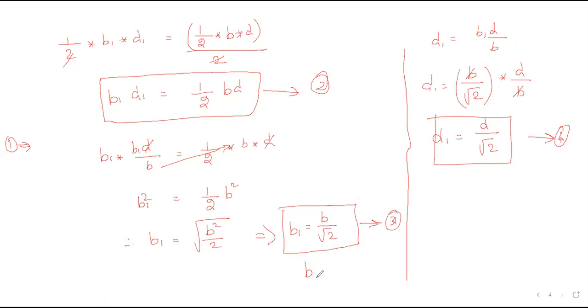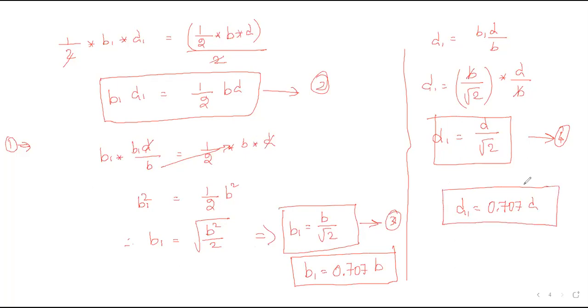So here B1 is equal to 1 divided by root 2, which is the value of 0.707, so 0.707 times B, and D1 is equal to 0.707 times D. So this is the equation we have derived from the previous link. Now we should go on to ZP.